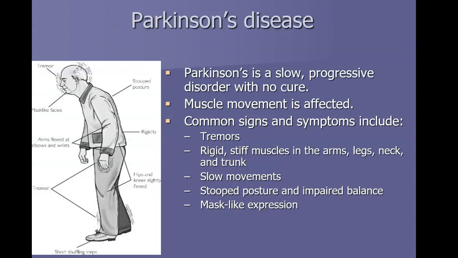Now, another disease process we're going to look at is Parkinson's disease. Parkinson's is a slow, progressive neurological disorder that has no cure at this point. And muscle movement is really affected. The centers in the brain that impact muscle control are really going to be impacted. So the really common signs and symptoms we see with it are tremors, just uncontrolled tremors. You'll notice rigid, stiff muscles in the arms and the legs, slow movements.